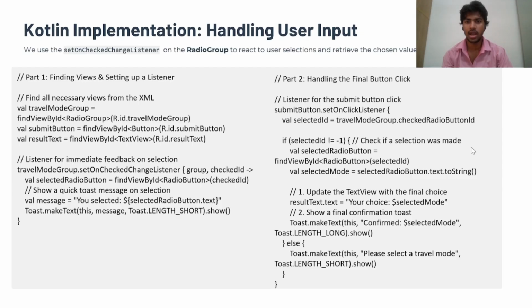Now in part 2, we handle the final confirmation logic. We attach a setOnClickListener to our submit button. When the button is clicked, we first check if an option has been selected using if selected != -1. If the user has made a choice, we do two things. First, we update the result text on the screen to permanently display their choice. Second, we show a longer confirmation toast. If no selection was made, the else block runs and we remind the user to pick an option.